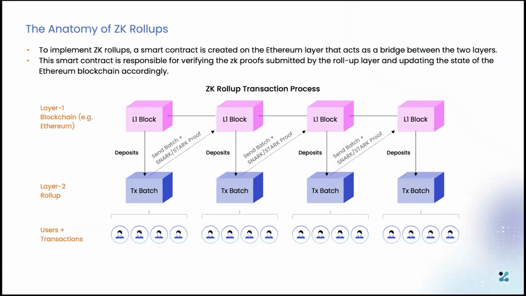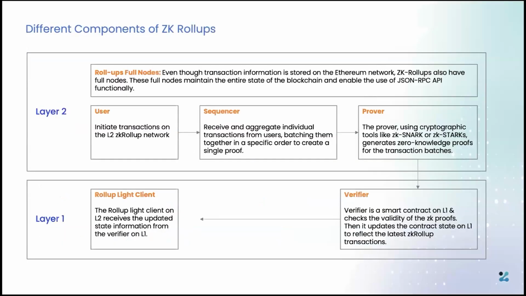So this is the anatomy of ZK rollups. Basically, there is a set of user transactions. Transactions are batched, and then a SNARK or a STARK proof, which is a cryptographic proof using zero knowledge proofs, is generated. Those validity proofs are then submitted on the mainnet. And since these proofs are already validated, there is no challenger concept here, and one just needs to verify. So if you see, this is how the different components work.